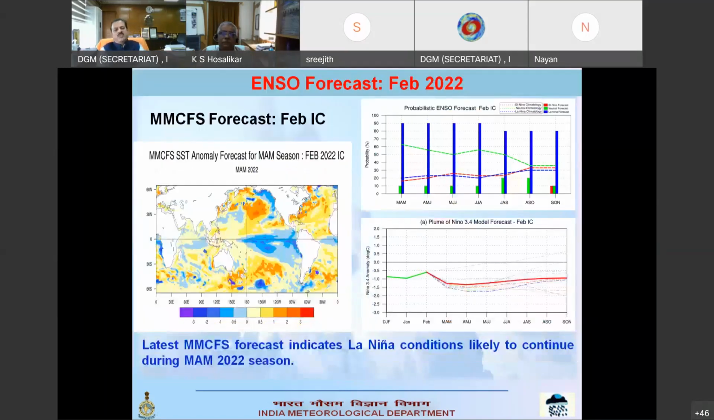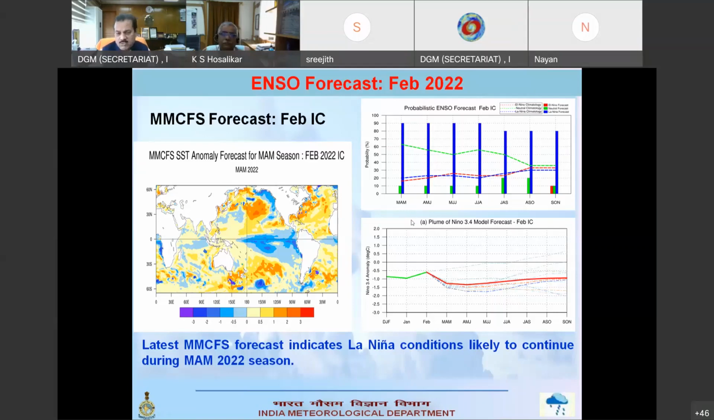Now, consider the Monsoon Mission Climate Forecast System of the Ministry of Earth Sciences and India Meteorological Department with the condition of February. It is also depicting the same thing that we discussed in the previous slide: below normal temperature over the east equatorial Pacific and above normal temperature in the west equatorial Pacific, and hence the La Nina conditions are prevailing at present. Our forecast suggests that La Nina conditions are likely to continue during the March to May 2022 season.